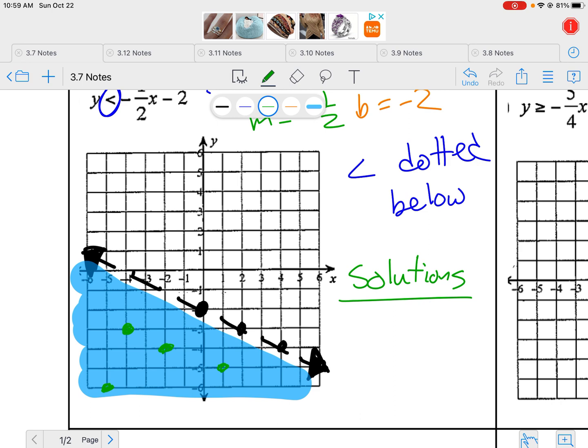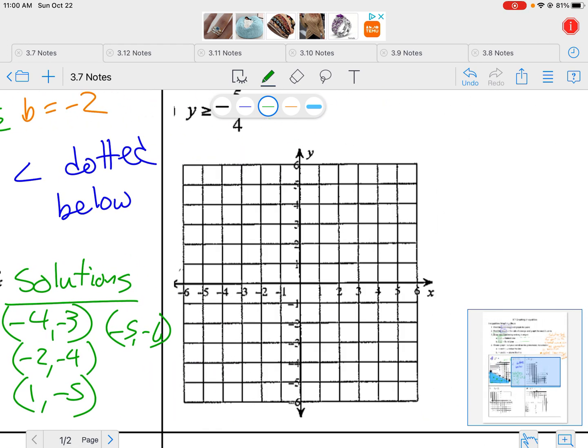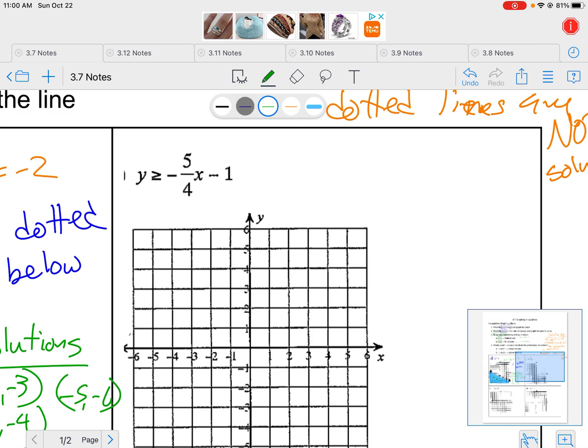So I just picked 4 points at random. So negative 4, negative 3 can be a solution. Negative 2, negative 4 can be a solution. 1, negative 5 can be a solution. And then negative 5, negative 6 can be a solution. So any point in that shaded area is a solution. All right, so let's look at our next problem.